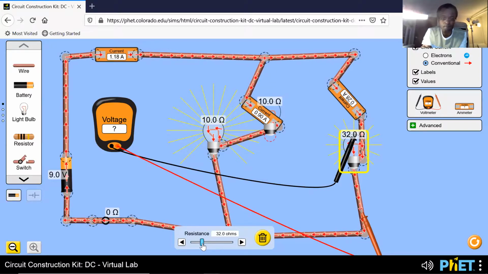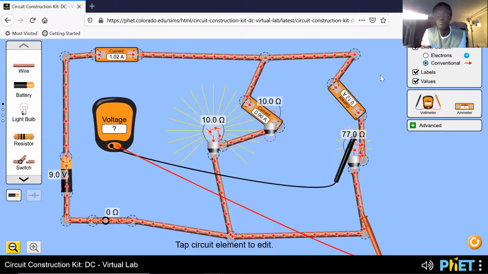For the same amount of current, they shine brightly. From the same voltage, they shine brightly, except more brightly than in the first case.